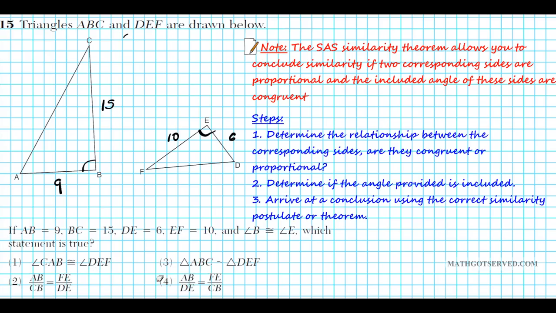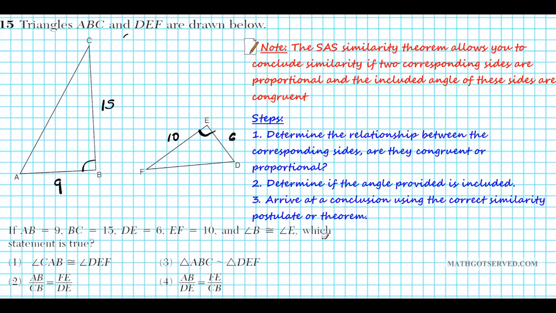Now, one thing to note is that the SAS similarity theorem allows you to conclude similarity if two corresponding sides are proportional and the included angle, that is the angle between the two sides, are congruent. Okay? All right, so these are the steps we're going to be using to solve this problem. First of all, we're going to determine the relationship between corresponding sides. Are they congruent or proportional? Then we're going to determine if the angle provided is included. We can clearly see that they are.